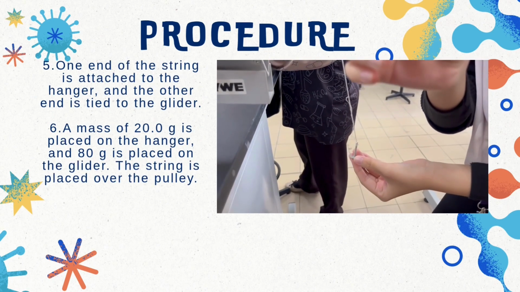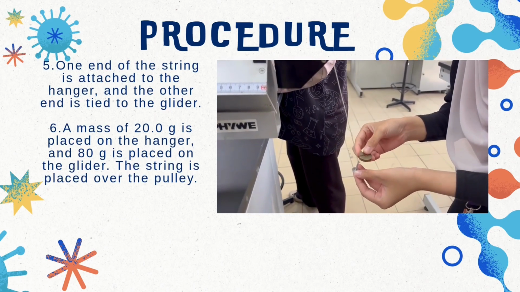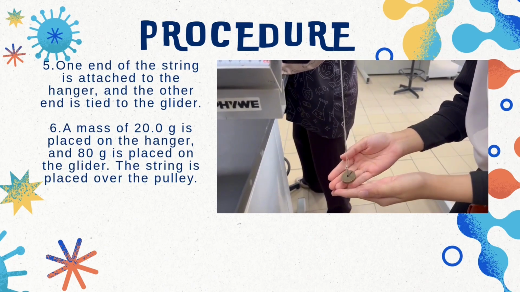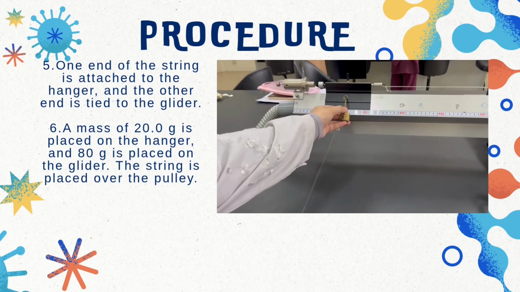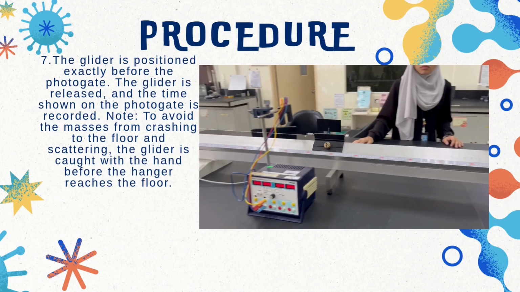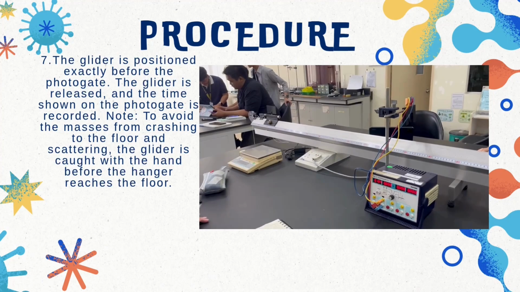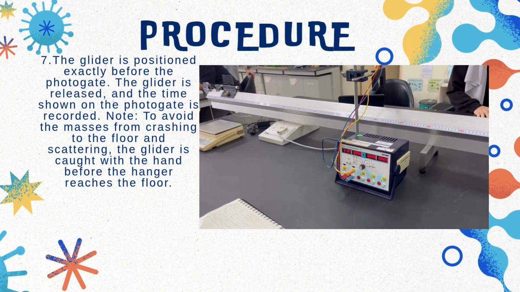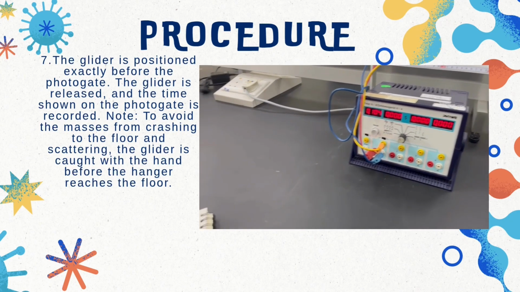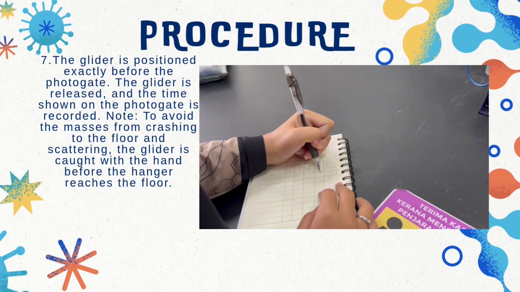Number 5, one end of the string is attached to the hanger and the other end is tied to the glider. Number 6, a mass of 20 grams is placed on the hanger and 80 grams is placed on the glider. The string is placed over the pulley. Number 7, the glider is positioned exactly before the photogate. The glider is released and the time shown on the photogate is recorded. Note, to avoid the masses crashing to the floor and scattering, the glider is caught mid-way before the hanger reaches the floor.